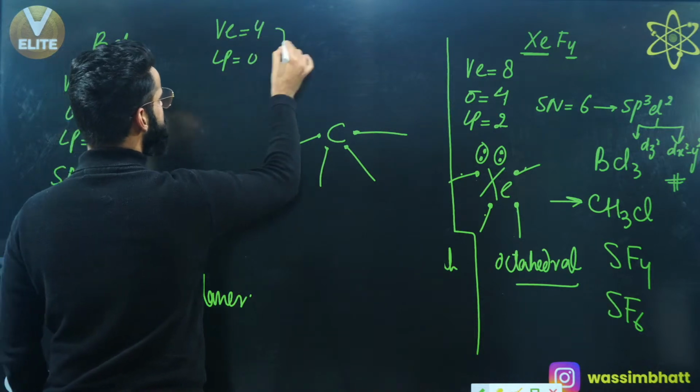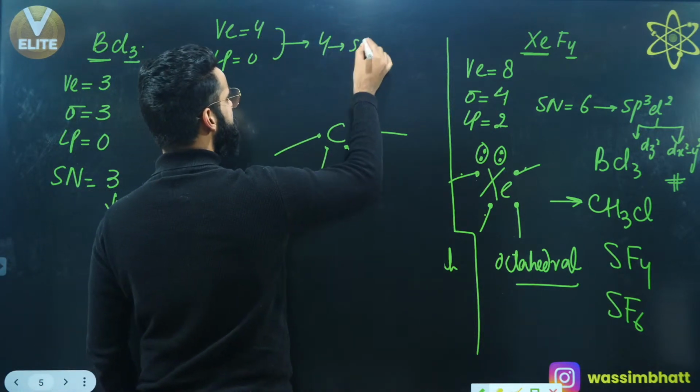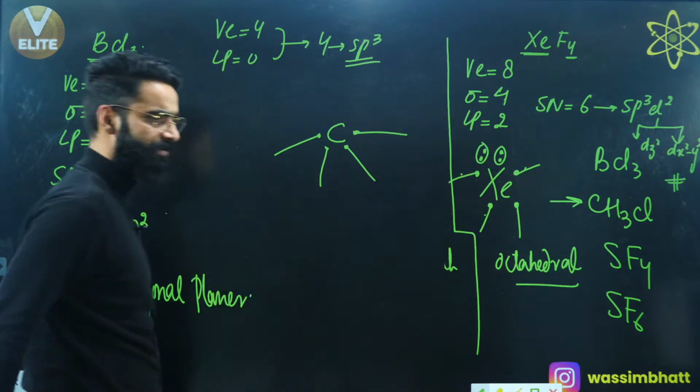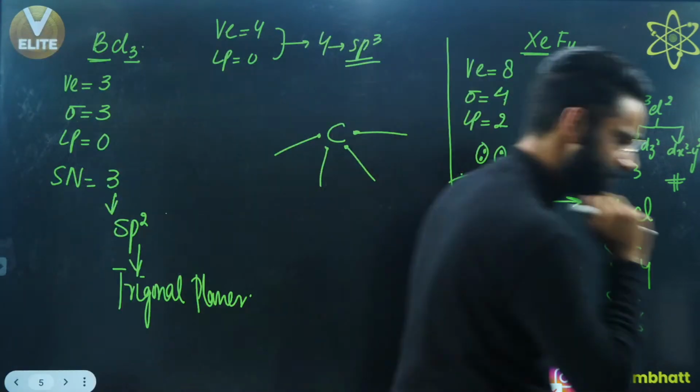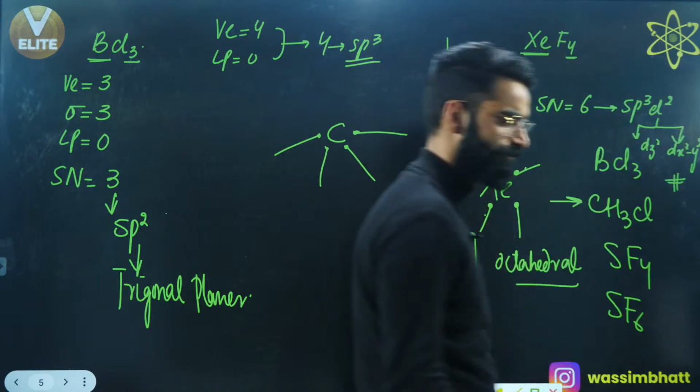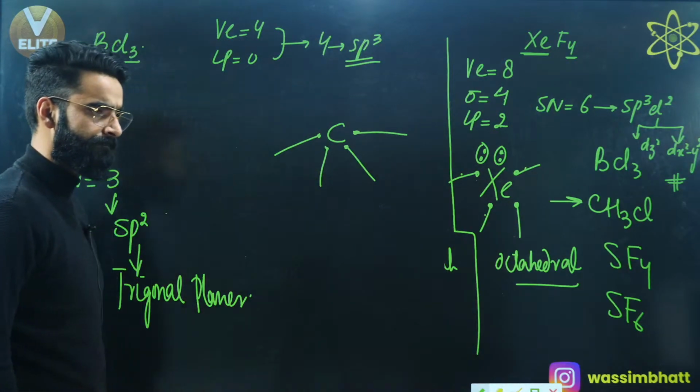So 4 plus 0 comes out to be 4. So hybridization is going to be sp3, right? It is simply sp3 hybridized, right? Yes, as simple as that. I'm sure it's clear to everyone. Yeah? Right, people?